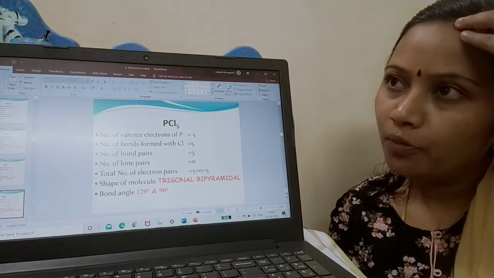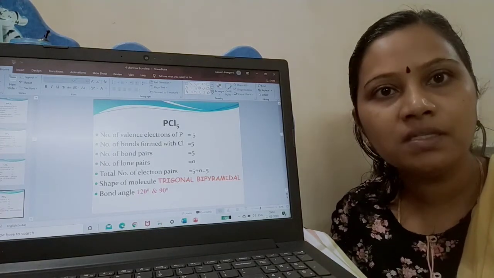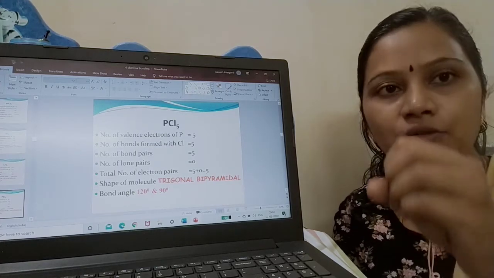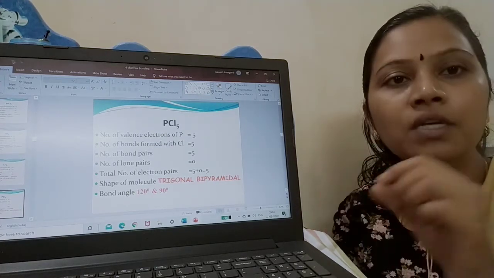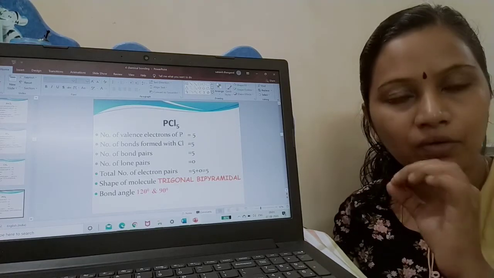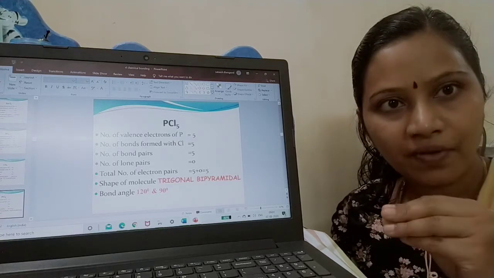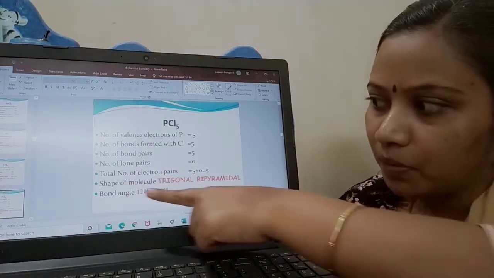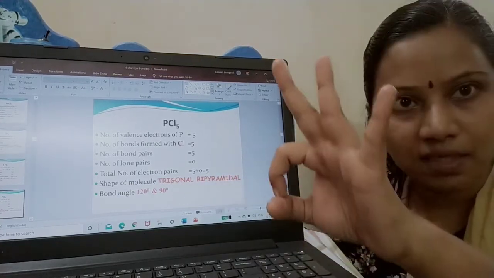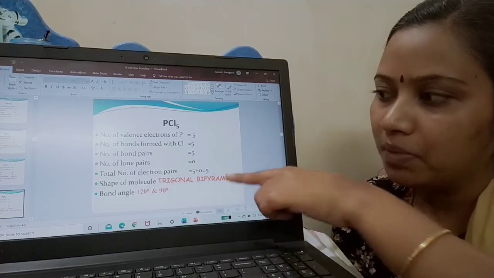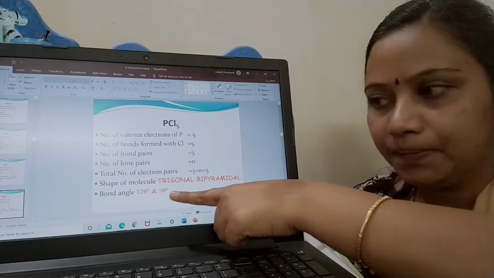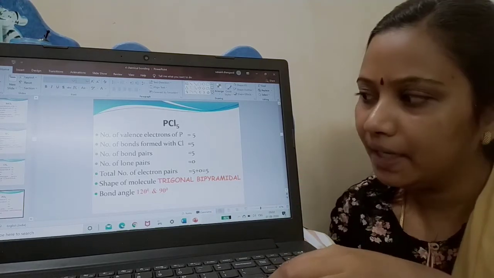PCl5. How many valence electrons are present in phosphorus? 5. All 5 hands are involved in pairing with the 5 atoms of chlorine. So the number of bonded pairs is 5. None of the hands is left unpaired, so the number of lone pairs is 0. Since it is 5, the shape of the molecule is trigonal bipyramidal. Trigonal, 3 is involved, bipyramidal, 2. So 3 plus 2, 5. Its bond angles are 120 and 90.